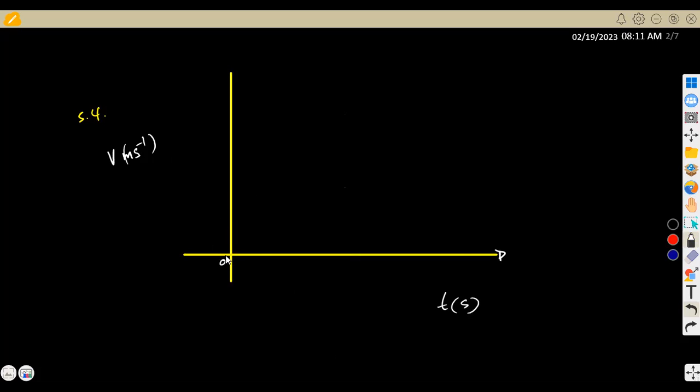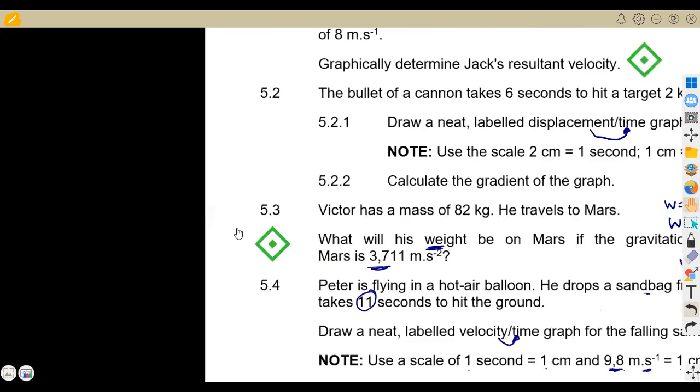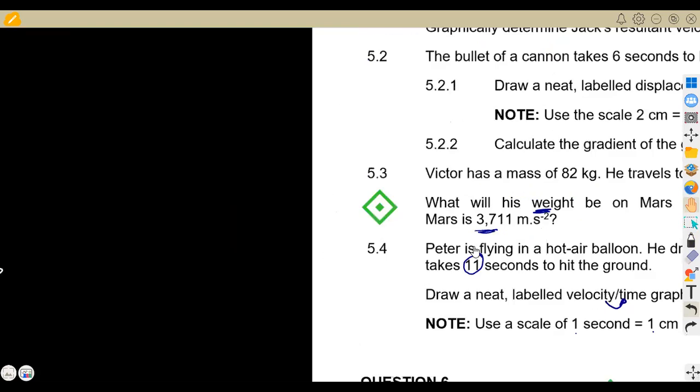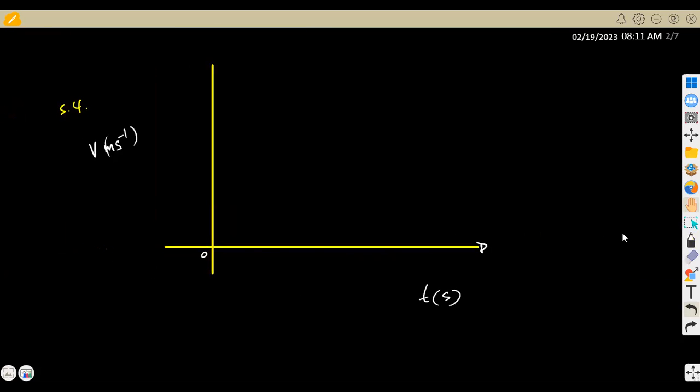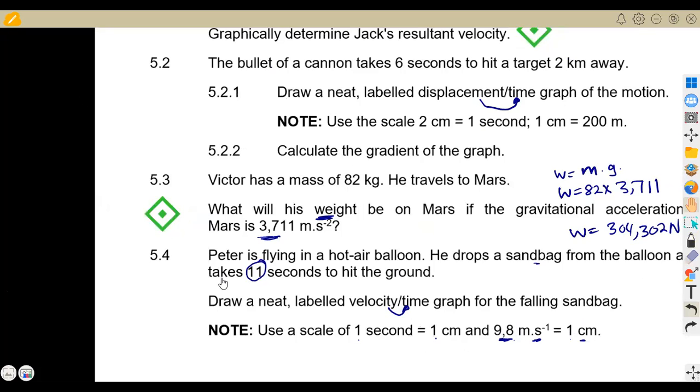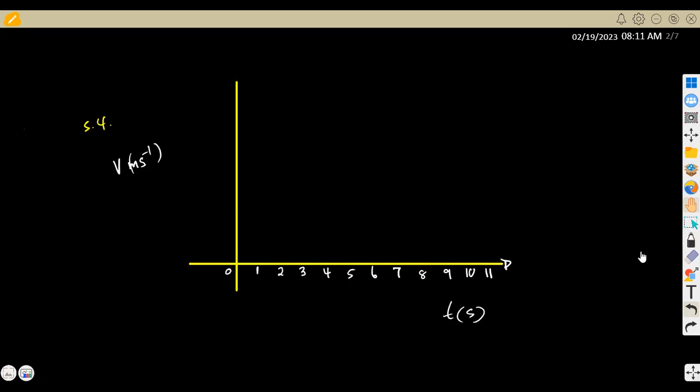So for each time that we are given, for the 11 seconds, each second is supposed to be represented with 1 centimeter up to 11 seconds. So this is what you're going to do. Each centimeter, that's a 1. So you're going to have 1 centimeter, 2, each and every centimeter: 4, 5, 6, 7, 8, 9, 10, 11. Then on the velocity, we are given another consideration that every 1 centimeter is 9.8, so every centimeter is 9.8 meters per second.